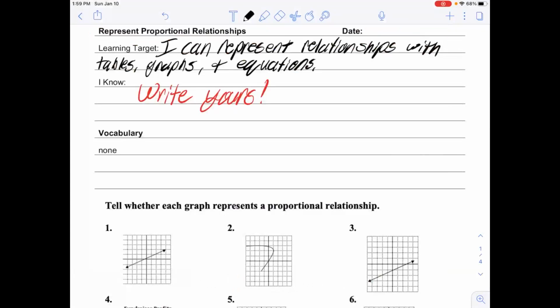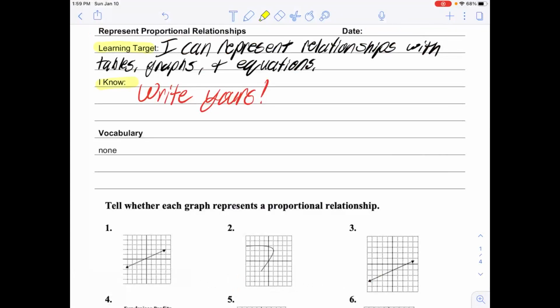We are talking about representing relationships some more. So our learning target today is I can represent relationships with tables, graphs, and equations. Please write down what you already know about this. You know what a relationship is, you know what tables, graphs, and equations are. You know a lot about these things already. We've been talking about it. We're just going to get a little extra practice on that today.